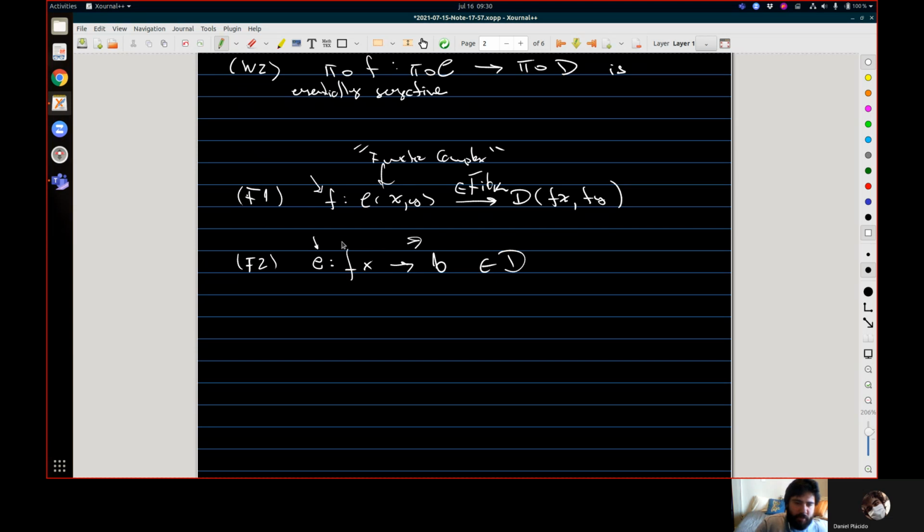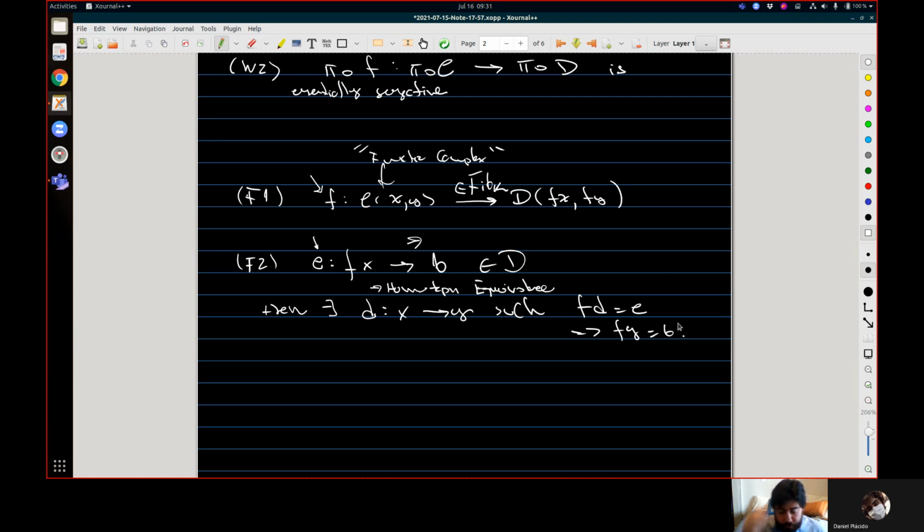Remember that this is to say that E is a zero simplex. Then there exists a homotopy equivalence D, also a homotopy equivalence, that goes from F to Y, such that F of D equals Z. So this implies that F of Y equals B.